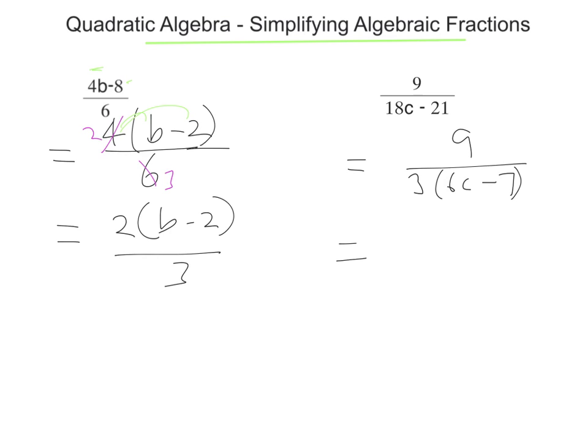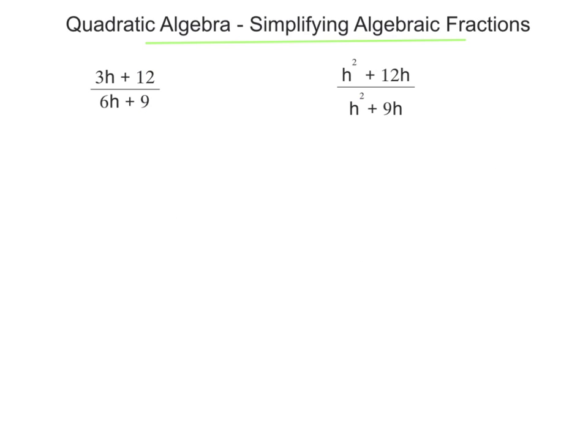Now I can cancel the 9 and the 3. 3 goes into 9 3 times and into 3 once. So it just means I end up with 3 on the top line, and 1 times the bracket means it stays the same, and I don't need the bracket anymore, 6c minus 7. So you can see that's a lot simpler than the original one.